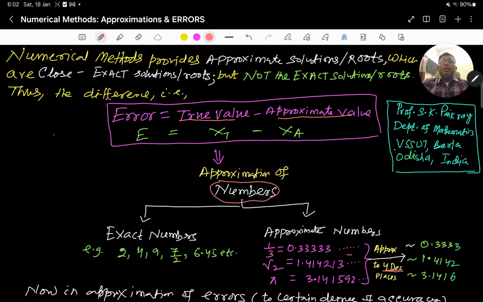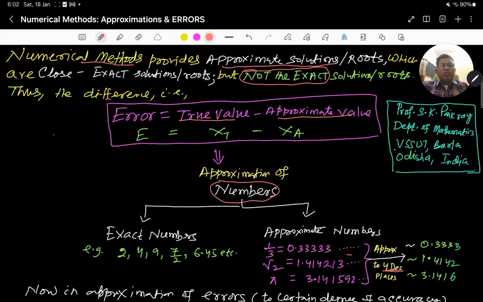Hello everyone. In this lecture we shall discuss the errors of numerical approximations. As you know, numerical methods give approximate roots or approximate solutions, which is not the exact solution, right? Which is not the exact solution.